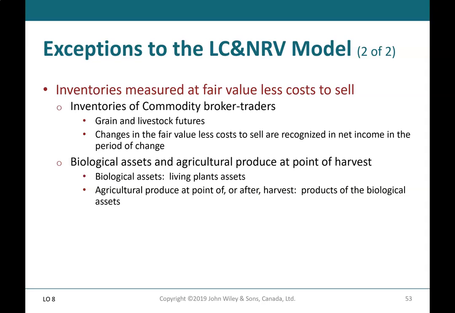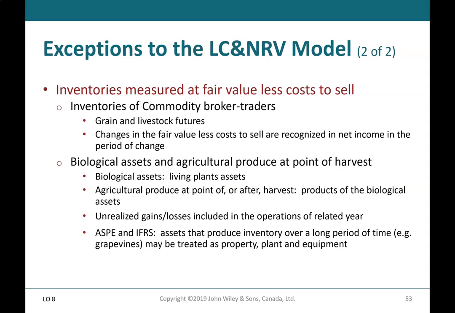Biological assets and agricultural produce at point of harvest. Biological assets are living plants, assets. Agricultural produce at point of or after harvest are products of the biological assets. Unrealized gains or losses are included in the operations of the related year. Under ASPE and IFRS, assets that produce inventory over a long period of time, for example grapevines, may be treated as property, plant, and equipment. IFRS requires separate disclosure on the statement of financial position.